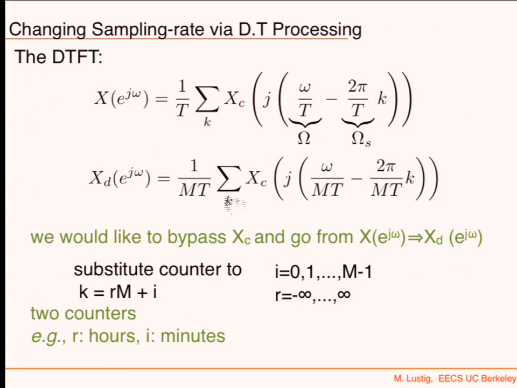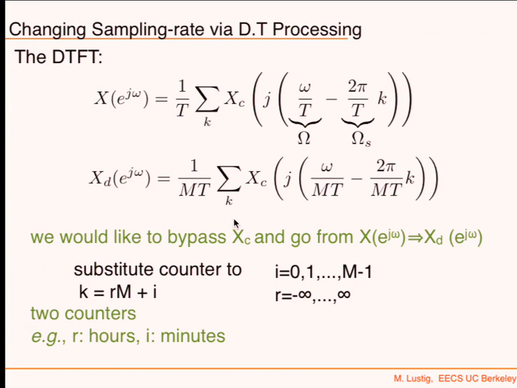So what I'm going to do now: I sum here over k. Instead of summing over k, I'm going to split into two sums. I'm going to sum over r, and I'm going to sum over l. If you think about it, it's like two counters. One of them is hours, and one of them is minutes. I'm going to sum r from minus infinity to infinity, and then I'm going to sum l from 0 to M minus 1. Those will give me exactly the same sum, but split into two counters.